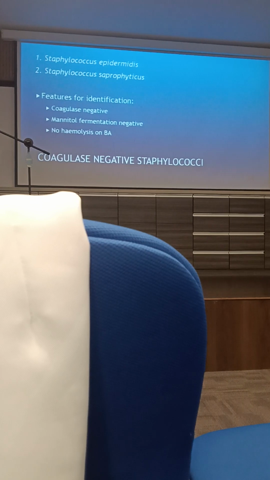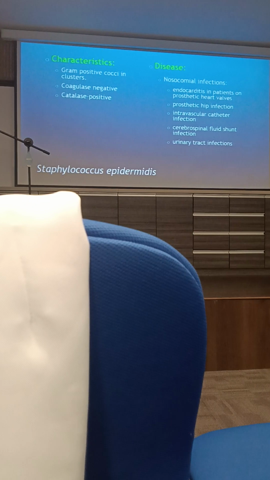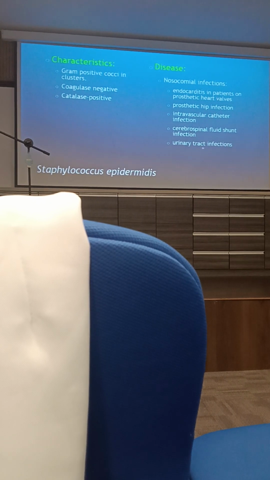Both are coagulase negative, mannitol negative, and they don't hemolyze on blood agar. We saw just now Staph aureus can be beta hemolytic. As for the disease it causes, epidermidis can cause endocarditis in patients with prosthetic heart valves, prosthetic hip infection, intravascular catheter infection, cerebrospinal fluid shunt infection, urinary tract infection.